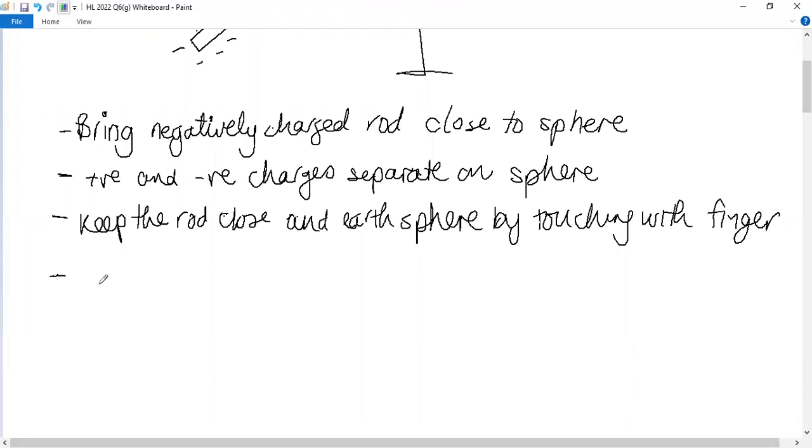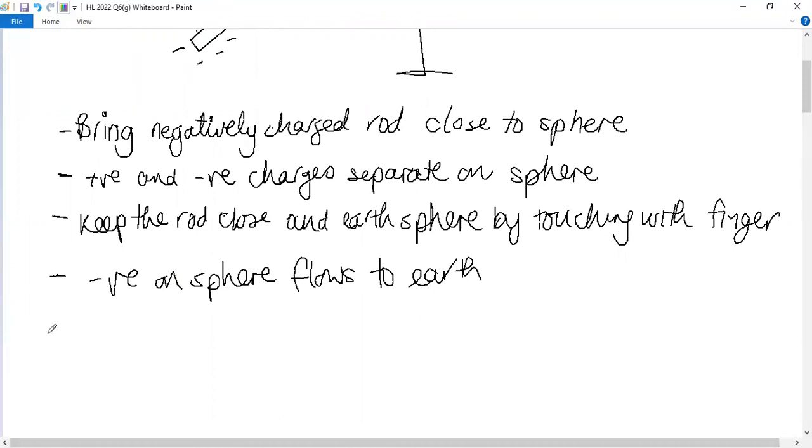And the negative on the sphere will flow to earth through you. And again, I just remind you that I've chosen negative and positive. You could do it the other way and you wouldn't be wrong as long as you had the steps correct, okay? Negative charges on sphere flow to earth. Remove your finger.